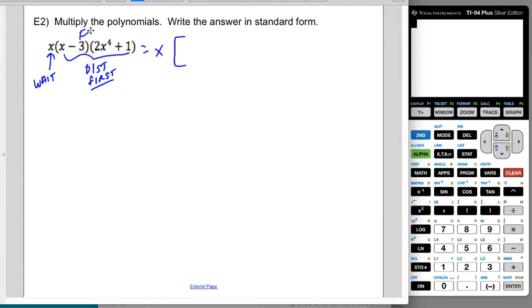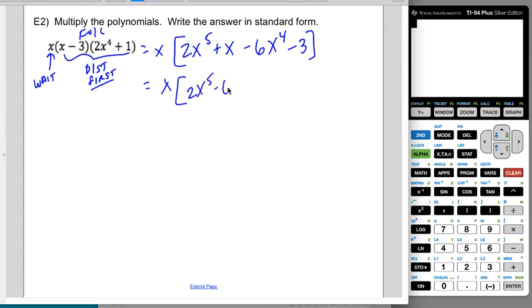So when I FOIL these two, I'm going to get 2x to the 5th plus x minus 6x to the 4th minus 3. So that's an x times this 2x to the 5th minus 6x to the 4th plus x minus 3. When I distribute the x, I get 2x to the 6th minus 6x to the 5th plus x squared minus 3x. And that's it.